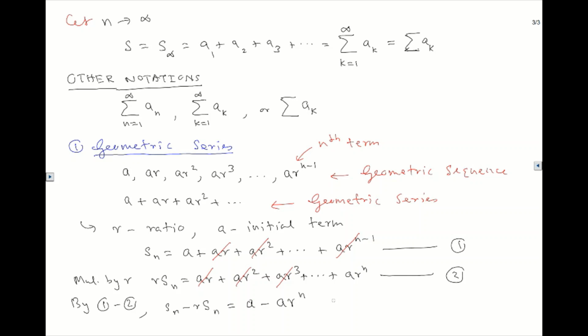If you pull out Sn, you get 1 minus r on this side. On the other side, if you pull out a, you get 1 minus r to the n. Now we can divide by 1 minus r.